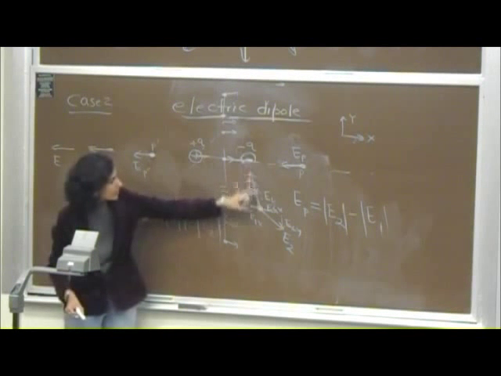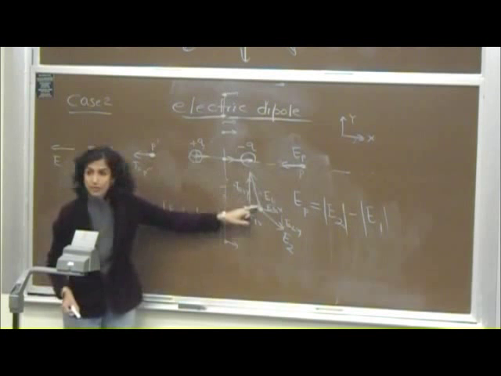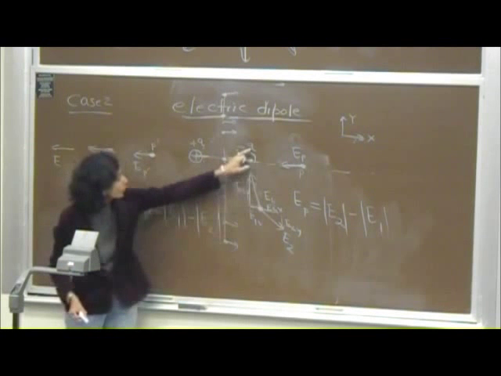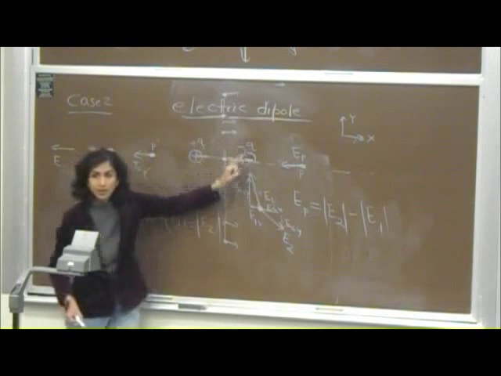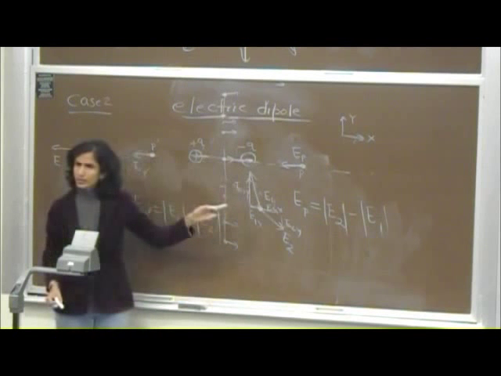And the reason you are saying that is because, first of all, this is closer, this distance is less than this distance, right? And the charges are the same. Both of them have the same magnitude. Do you understand what I'm trying to say?